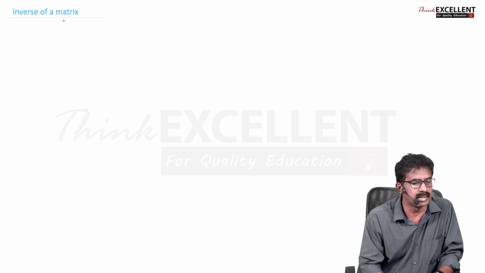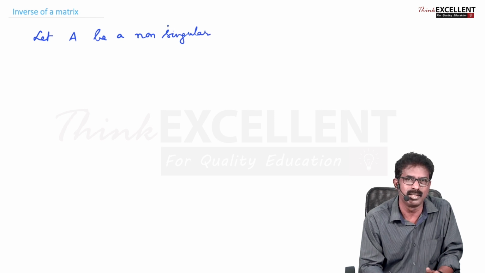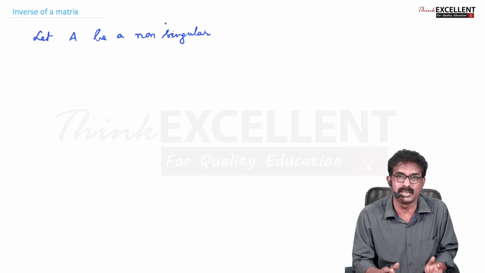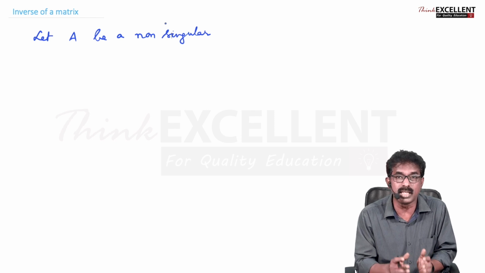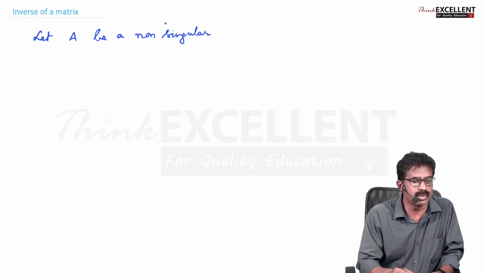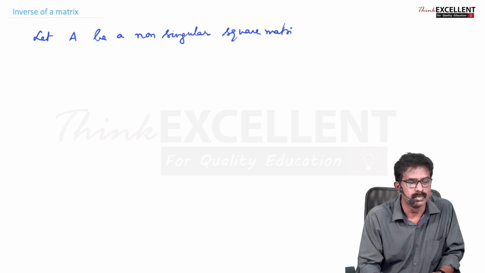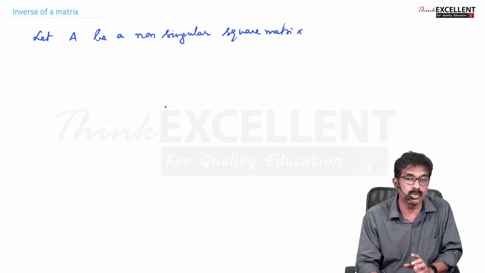Inverse of a matrix. So the definition also you have to study. Let A be a non-singular square matrix. Last class I explained what is singular and all, right? Remember what is singular? A square matrix A is said to be singular if determinant A equal to 0. If determinant A not equal to 0, it is called non-singular. Okay, so here A is a non-singular square matrix.